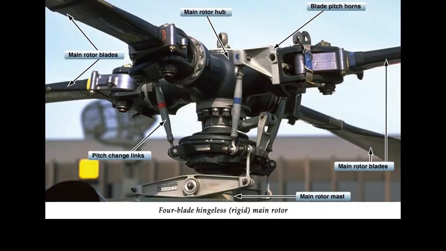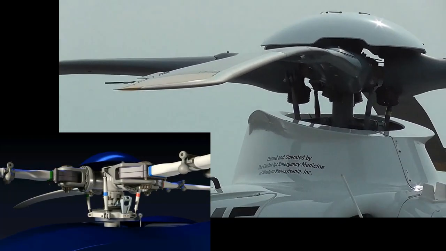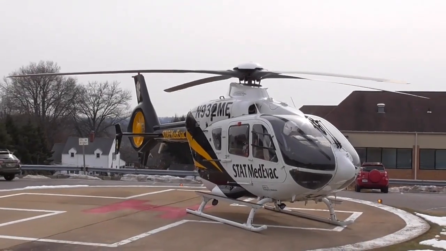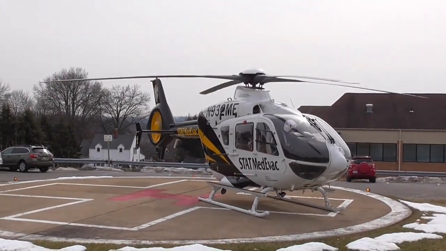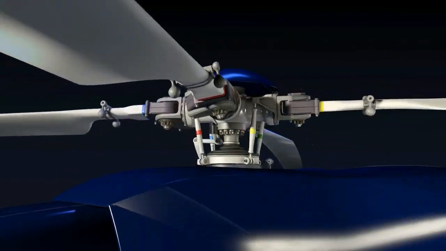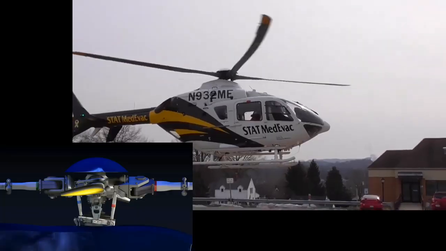With a rigid rotor system, the blades are not hinged for movement up and down, or flapping, or for movement fore and aft, or drag. The blades are able to move around the pitch change axis, with each blade being able to independently change its blade angle. The rigid rotor system uses blades that are very strong and yet flexible.